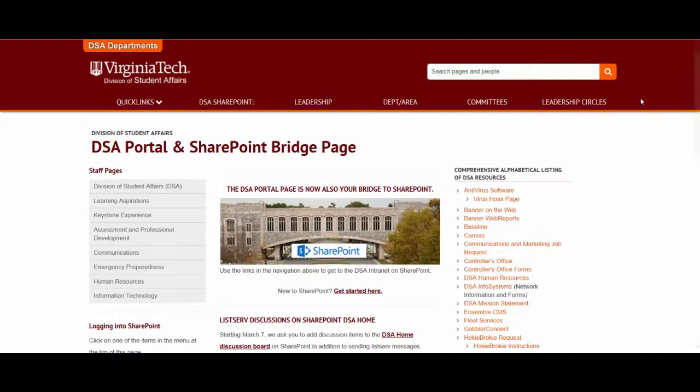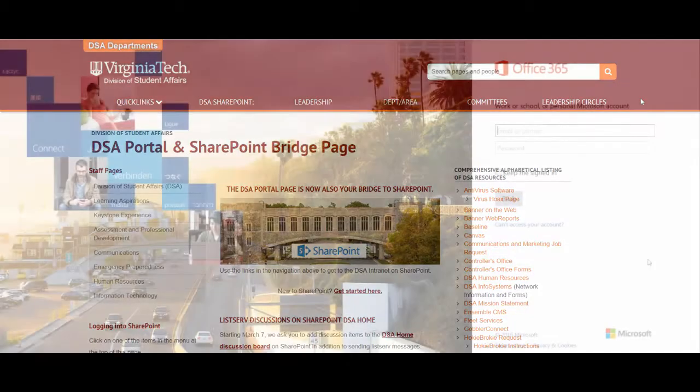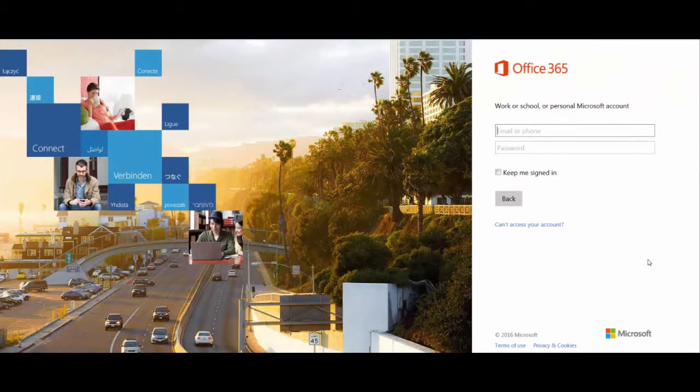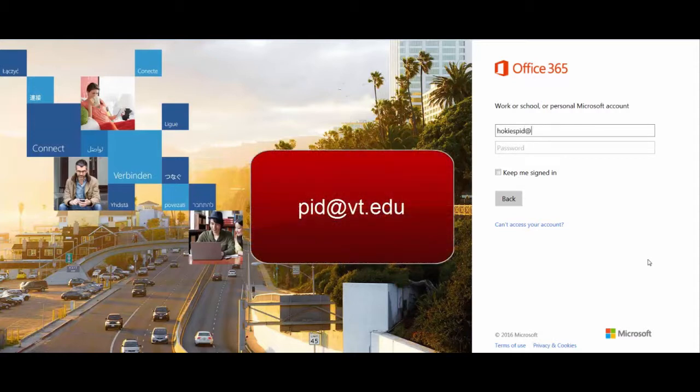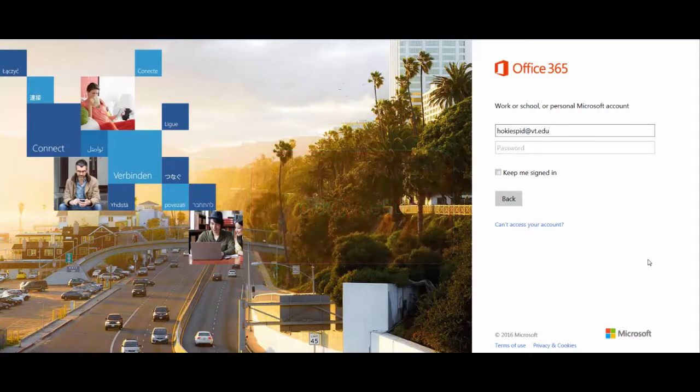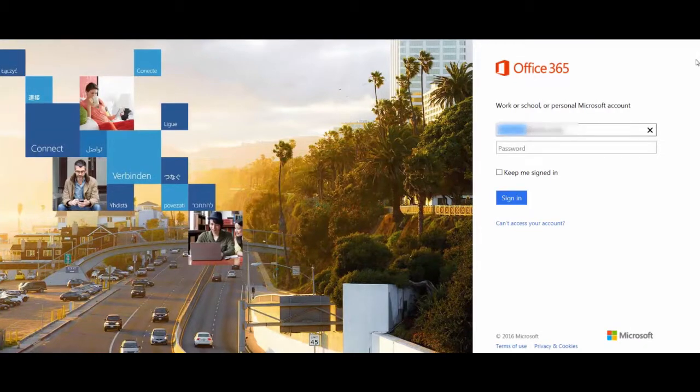So now we go ahead and go to DSA SharePoint and then DSA Home. Then you'll be taken to a login screen. The DSA SharePoint network lives on Microsoft servers. So first we log into Microsoft, and we do that by entering our PID followed by vt.edu. It won't let me enter my password here, and that's because we're currently on the Microsoft server. Microsoft identifies vt.edu as a Virginia Tech address and says, hang on, we're going to send you back to the Virginia Tech server where you can log in.